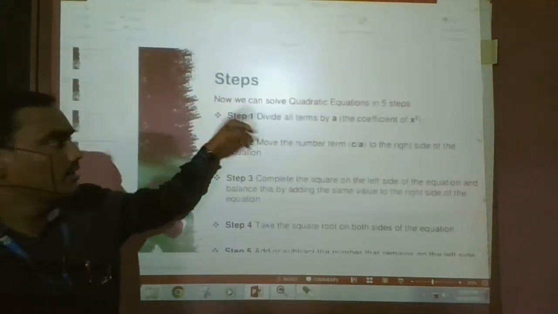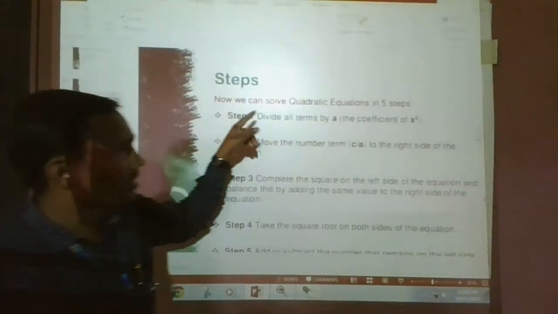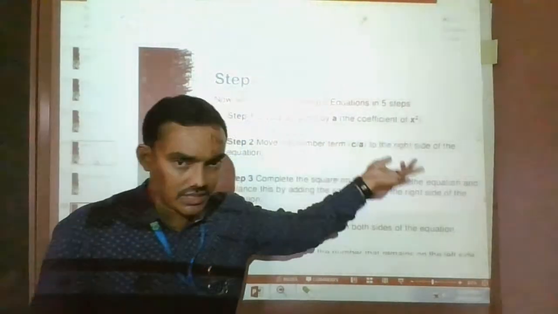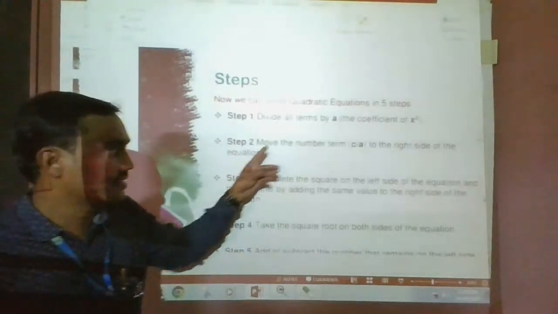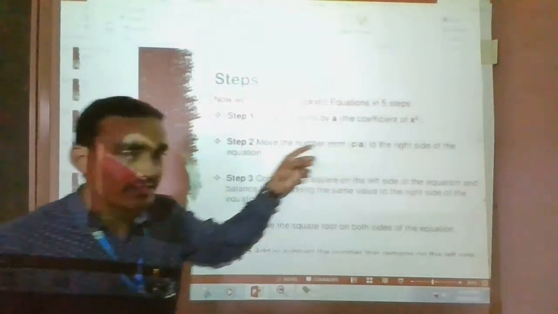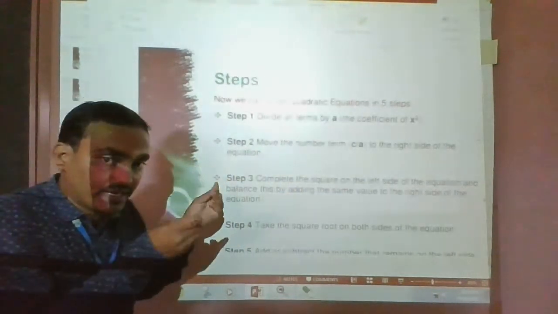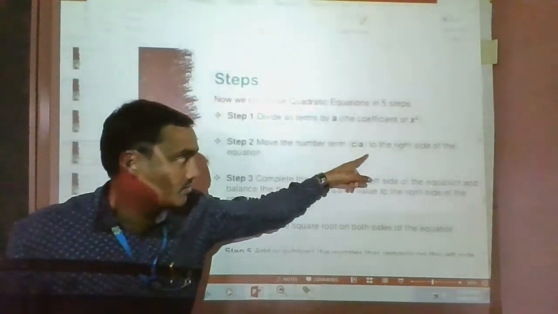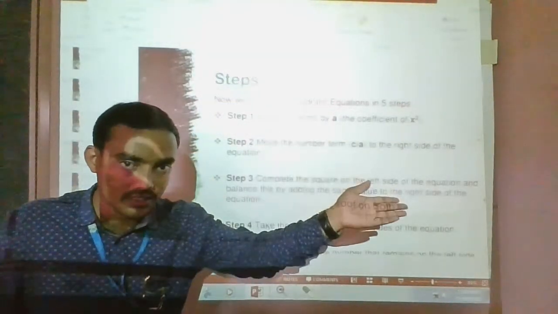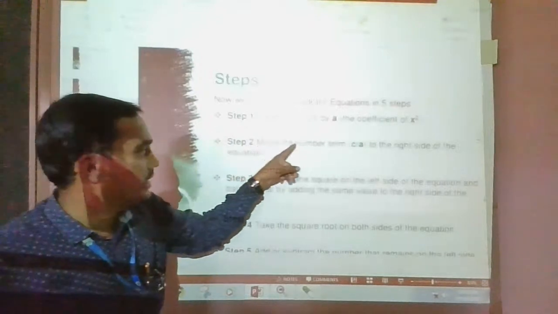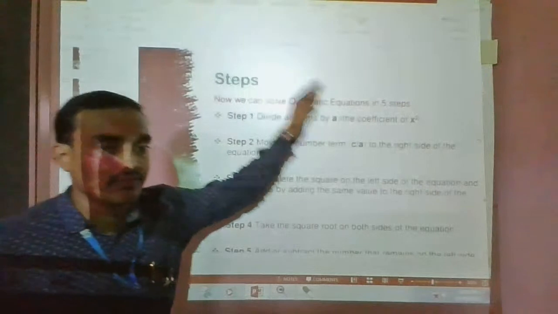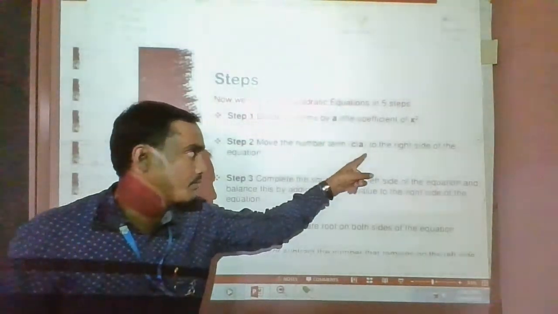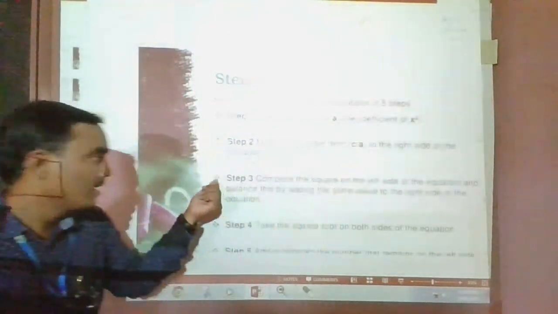Now the steps. How can you find the value of a? That is a is nothing but the coefficient of x square, and b is nothing but the coefficient of x, and c by a is nothing but you have to divide the coefficient of x square, a, with the whole equation. So it becomes, move the number term c by a, the constant, you have to send to the left hand side. The negative becomes positive, that is c by a. Now the step 3.